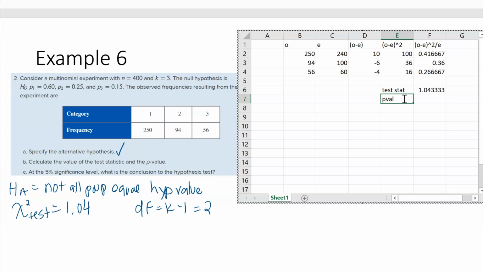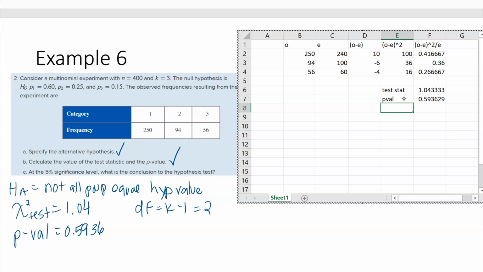So our p-value is equal to chi-squared dist rt. So we are talking about 1.043, we could say 1.0, that's fine, and then 2. And we get a p-value of 0.5936. Okay, so we did that.